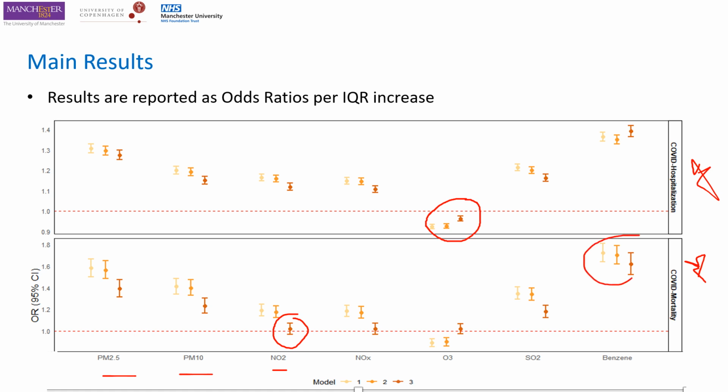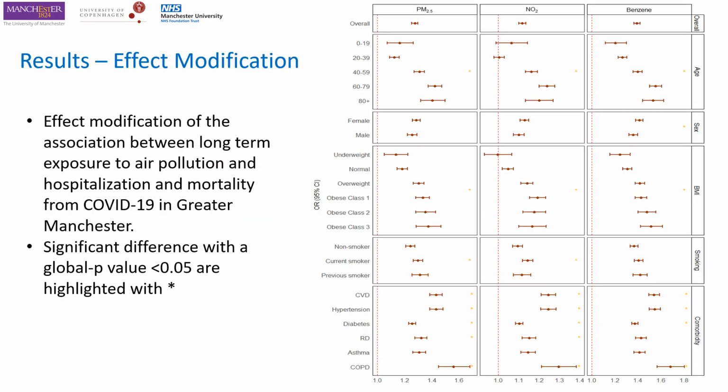We see some of the strongest associations with benzene and SO2, which one could argue are industrial pollutants compared to NO2. So the associations between air pollution and COVID-19 severity are significantly modified by certain groups. If you are older, you're at a greater risk. If you have a higher BMI, you're also at a greater risk. If you're a smoker, and if you have certain comorbidities.